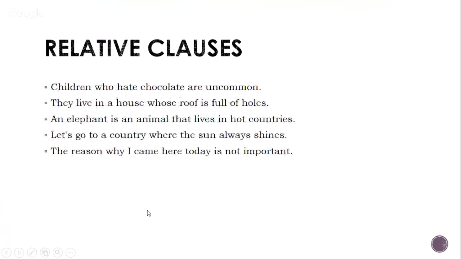Relative clauses, could you read please? Children who hate chocolate are uncommon. They live in a house whose roof is full of holes. An elephant is an animal that lives in hot countries. Let's go to a country where the sun always shines. The reason why I came here today is not important.